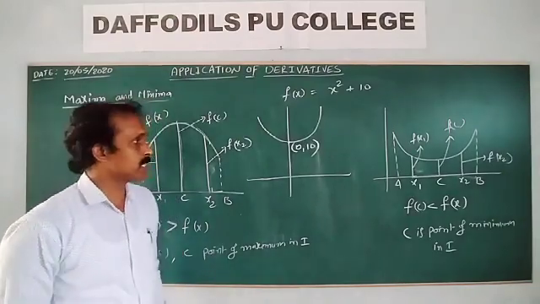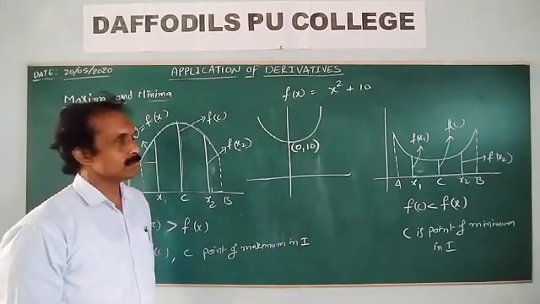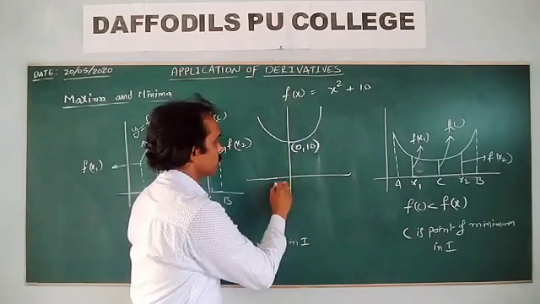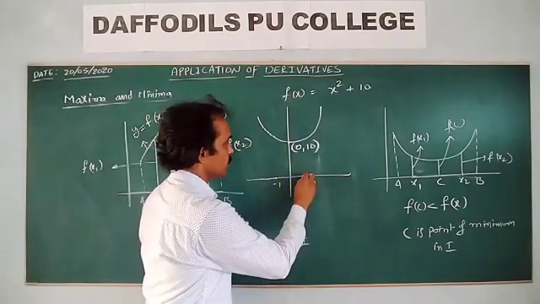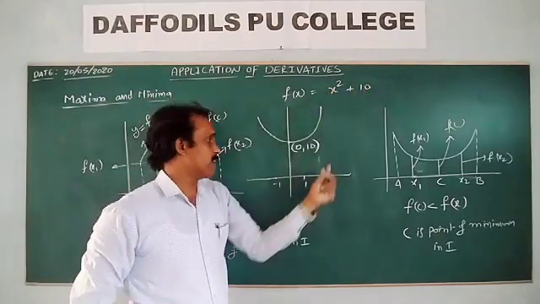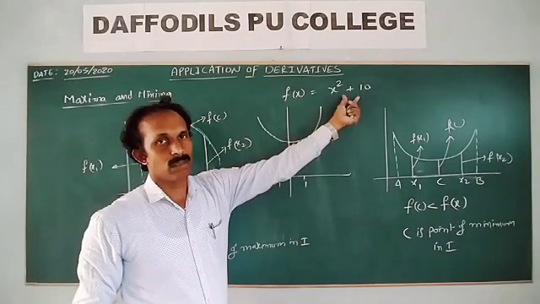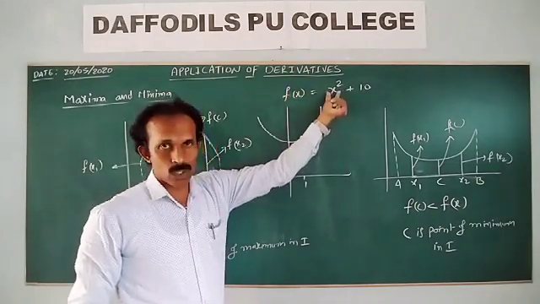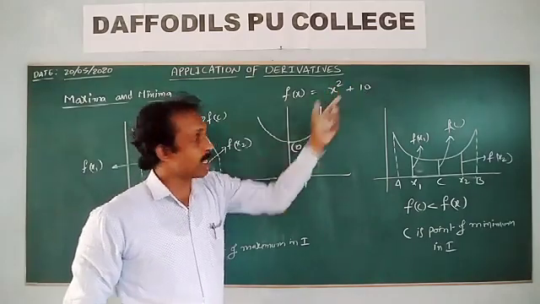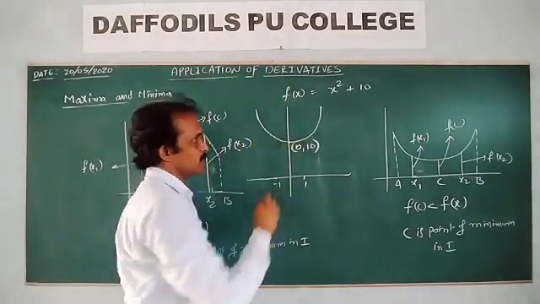Zero comma 10. Suppose you take x is equal to minus 1. What is the answer? Minus 1 whole square plus 10 is 11. Plus 1 whole square plus 10 is 11. Minus 2 whole square plus 10 is 14. Plus 2 whole square plus 10 is 14. Here we are not examining the maximum value, but a minimum value is possible.